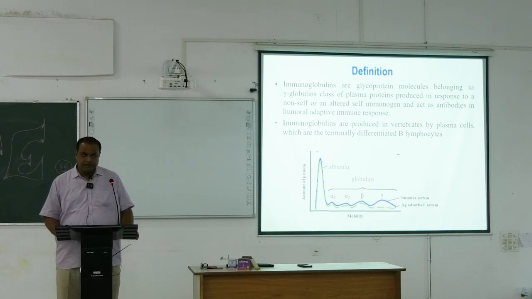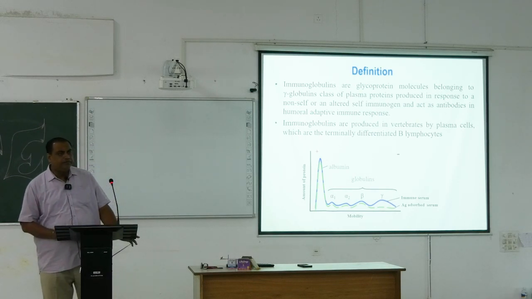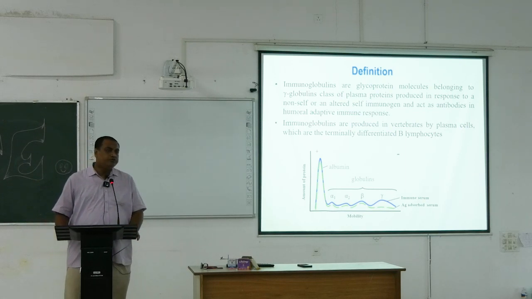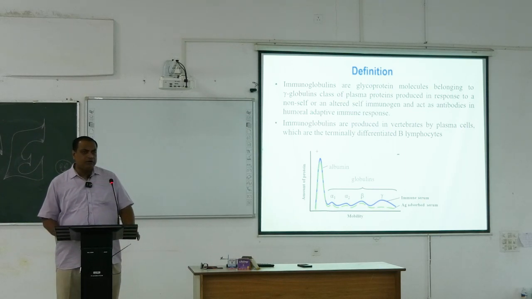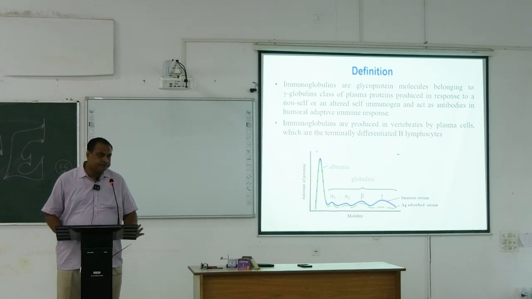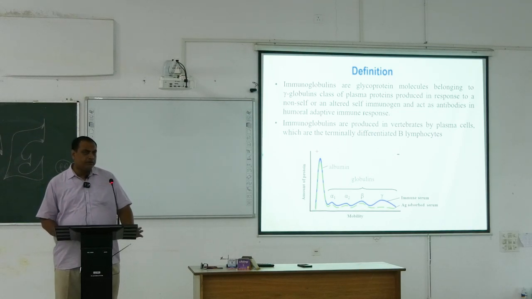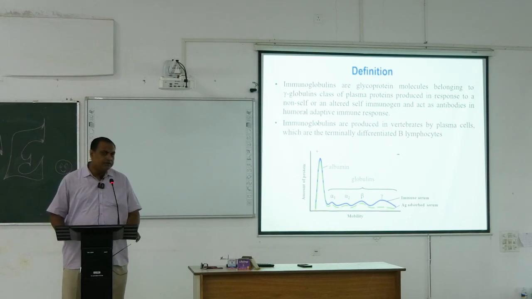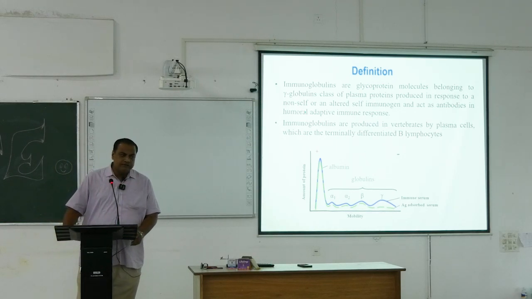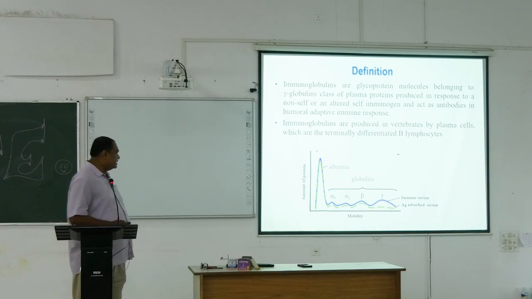Correct? Now, all globulins except gamma globulin are produced from the liver. Gamma globulins are produced by specialized B cells.